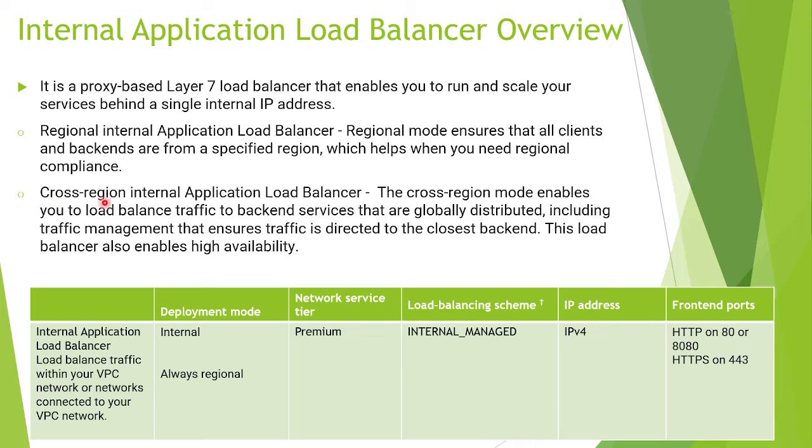After that, this is a new feature which was recently introduced by Google, the cross-region internal application load balancer, which is also in preview. It enables us to load balance traffic to backend services that are globally distributed in multiple regions, and the traffic is distributed to the closest backend. So if traffic is coming from Asia, it will go to Asia backends, and if traffic is coming from Europe, it will go to Europe backends. And via this load balancer, we can also enable high availability. We will talk about this, but not in this video.